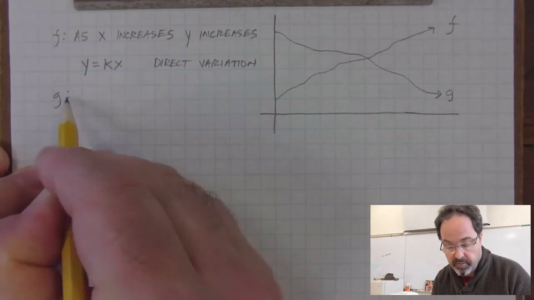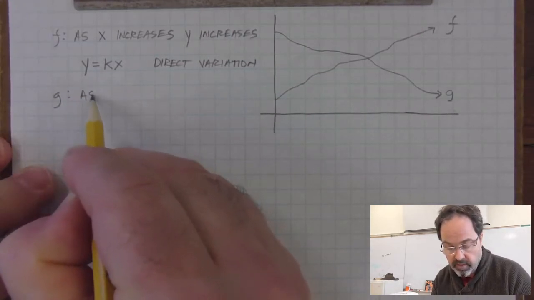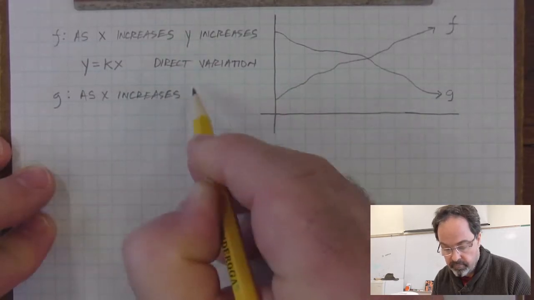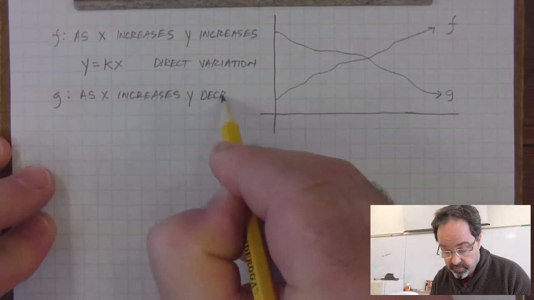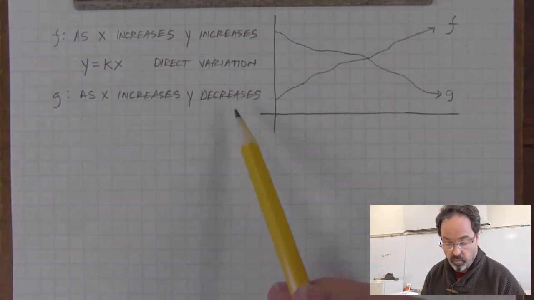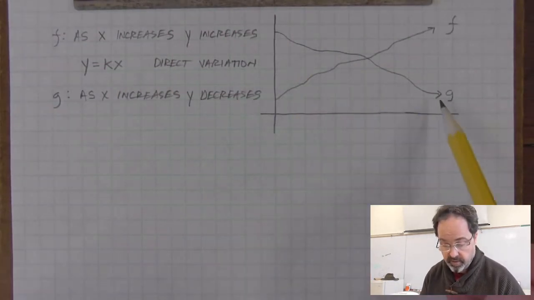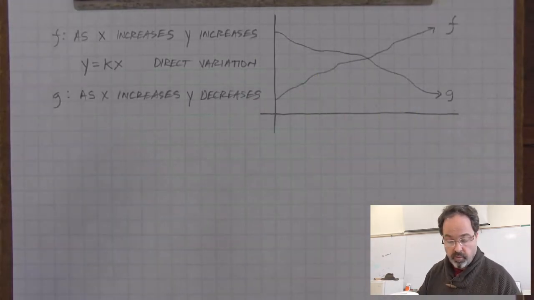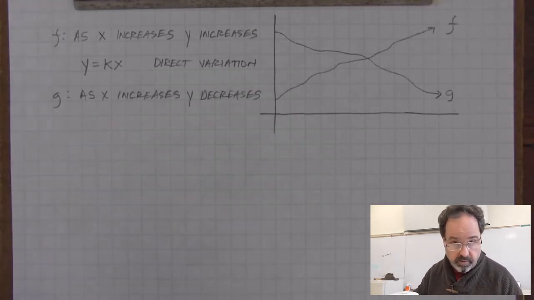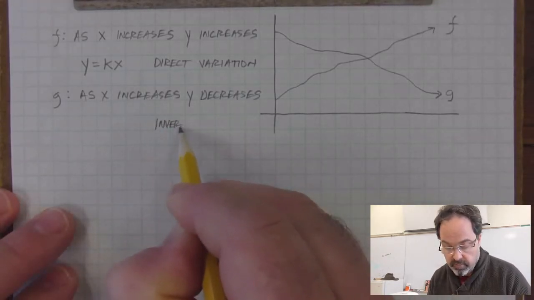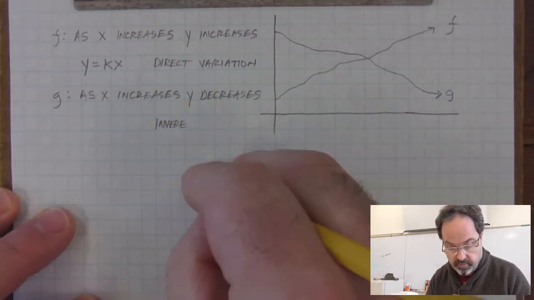G is an example of the other kind of variation. In g, as x increases, y decreases, and vice versa. If y increases, then we must be decreasing x on g. So they're different. The variables, if you know one, you know that the other is going to be the opposite of it. And we call this inverse variation.